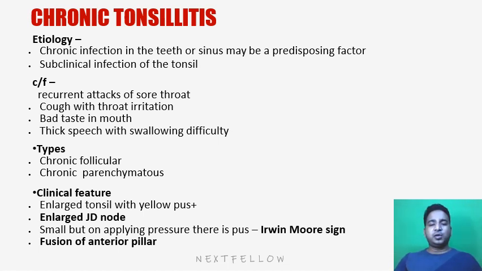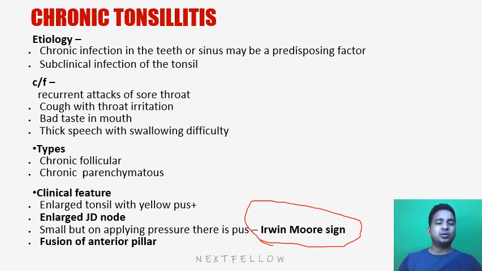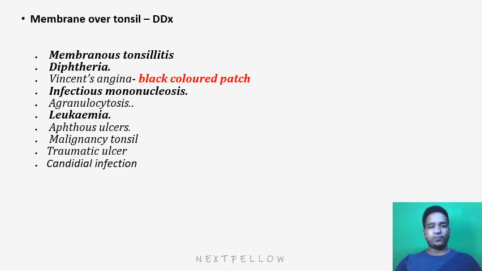This sign is known as Irwin-Murray sign. Sometimes there is a tonsillolith, because food will get accumulated in these crypts. So when our patient comes with a complaint of some whitish discharge from the tonsillar tissue, what does he do? He himself tries to press that tonsillar tissue. This is somewhat known as Irwin-Murray sign. And there will be fusion of the anterior pillar if the tonsils are inflamed. You can differentiate where the anterior pillar is and where the capsule of the tonsil is.